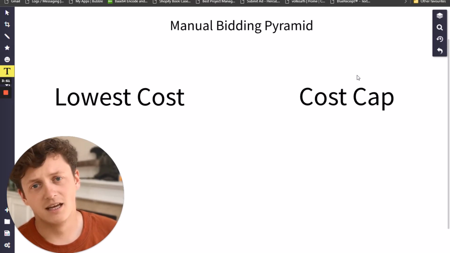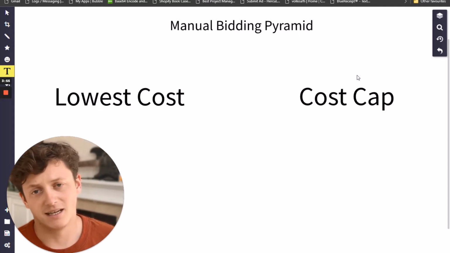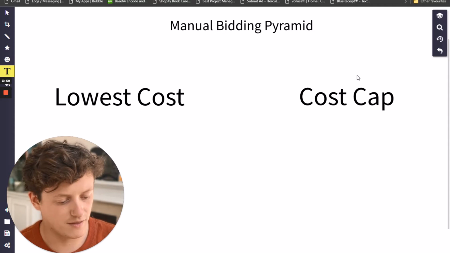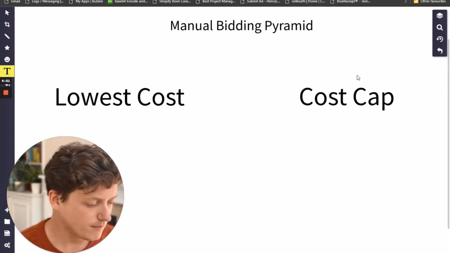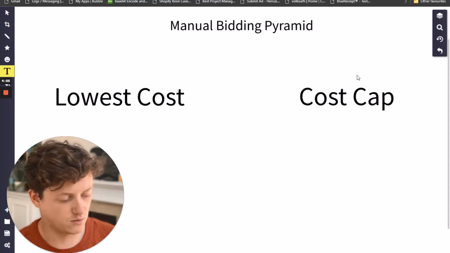However, you're probably thinking, what if I could be spending this amount of money every single day, making a very good number of purchases every single day? Well, that's where manual bidding comes in. Say, for example, we wanted to reach a specific cost per purchase. That's where cost cap comes in.